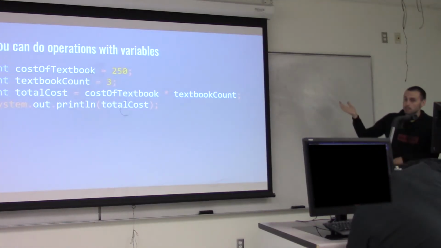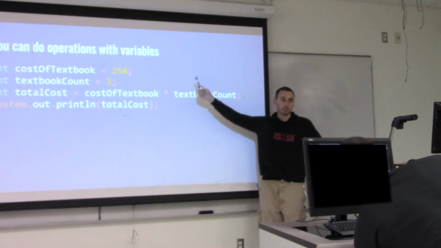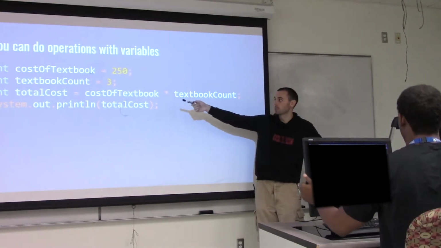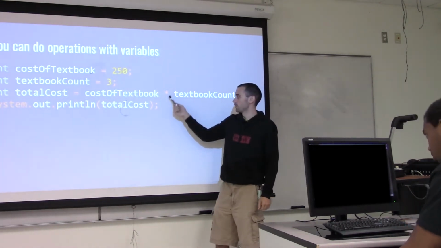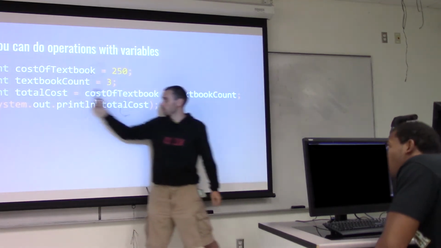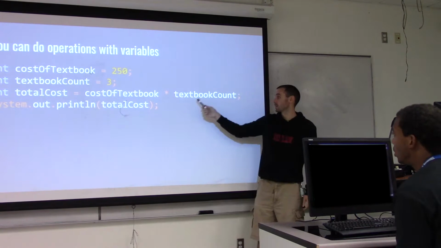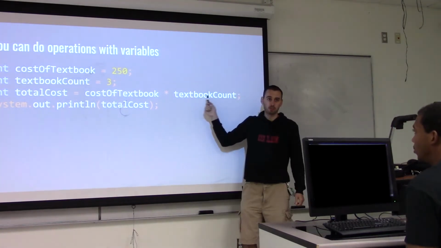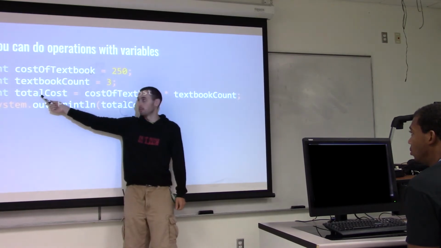You can also do math with these. So instead of just having to multiply numbers, int cost of textbook equals 250. So that creates our first variable. Textbook count equals 3. Notice semicolon, semicolon, semicolon. And then I use my multiplication operator to calculate the total cost. If I want 3 textbooks at 250, we store total cost, which is going to be 750. But what's stored in the textbook count box? 3. Thank you. So we have 250 times 3. We store that in total cost, 750, and then we print that out.